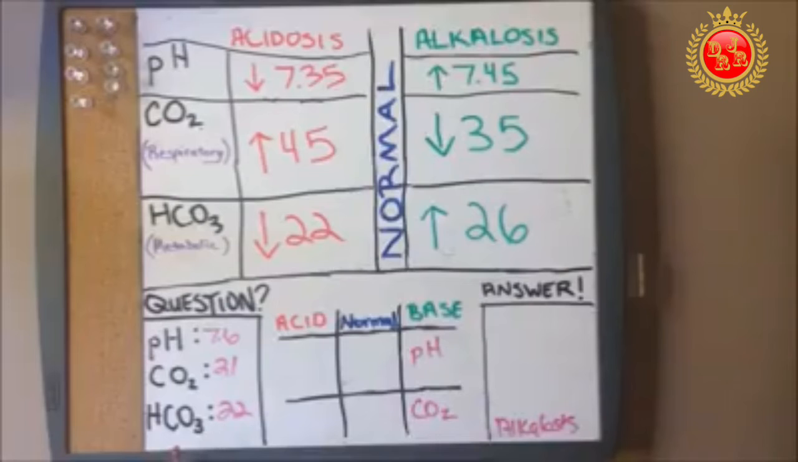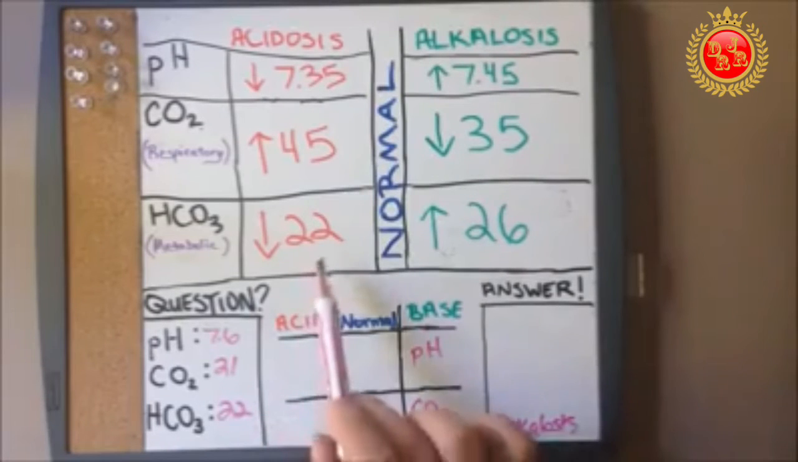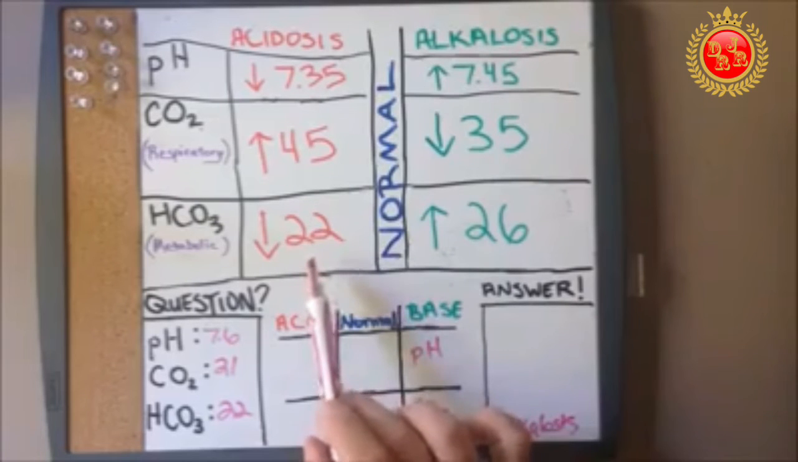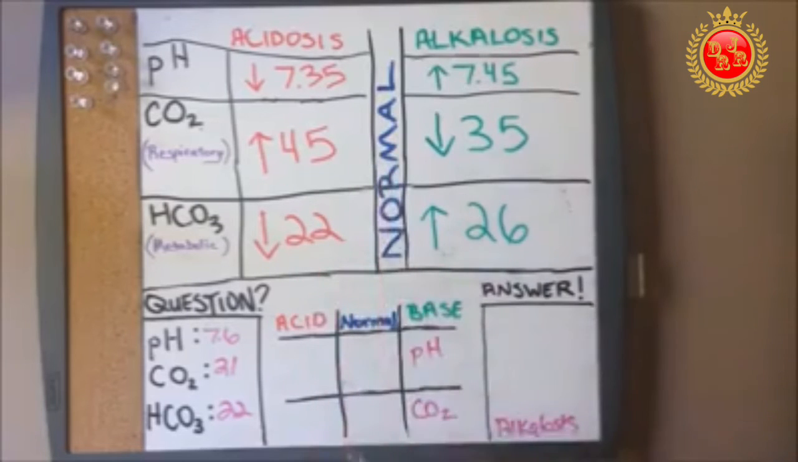All right, and our bicarbonate of 22, 22 is not less than 22. Therefore, it is normal, and we will write it in the normal column. And since CO2 is in the same column as pH, CO2 has to be the cause of our pH problem. CO2 is respiratory, therefore we have respiratory alkalosis.